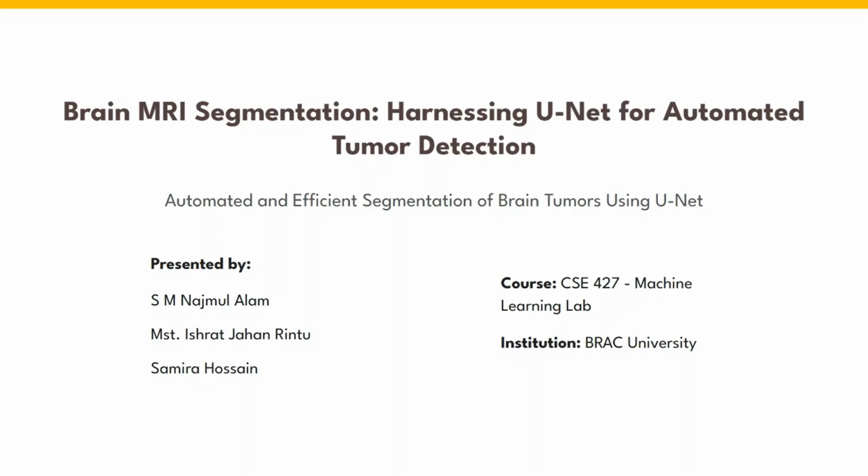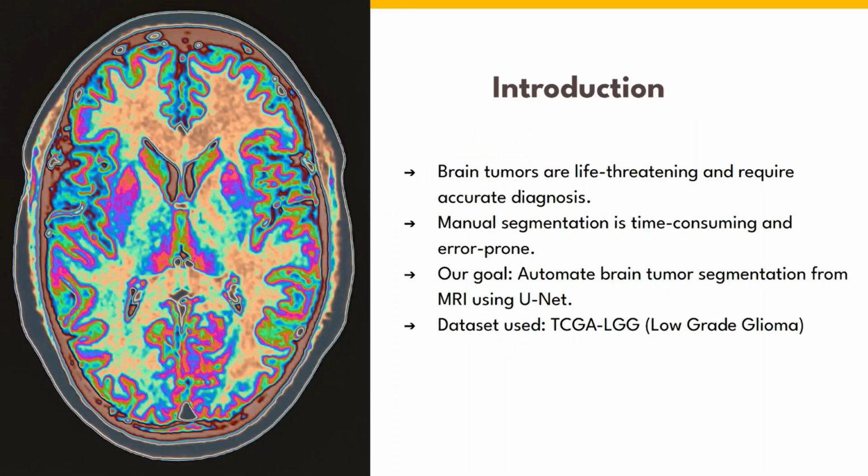Let me begin by introducing our CSE 427 lab project, which is about brain MRI segmentation using U-Net architecture. Brain tumors, especially gliomas, are very dangerous and can be life-threatening. That's why it's very important to detect them early.